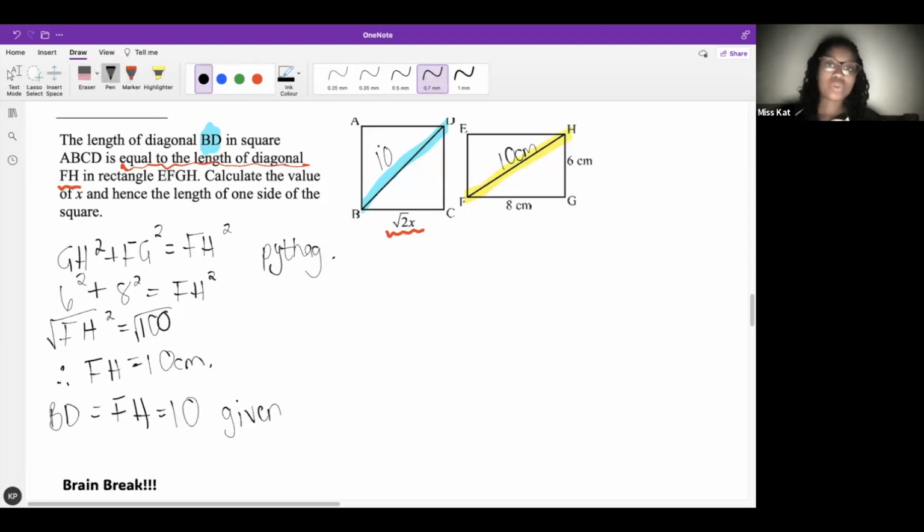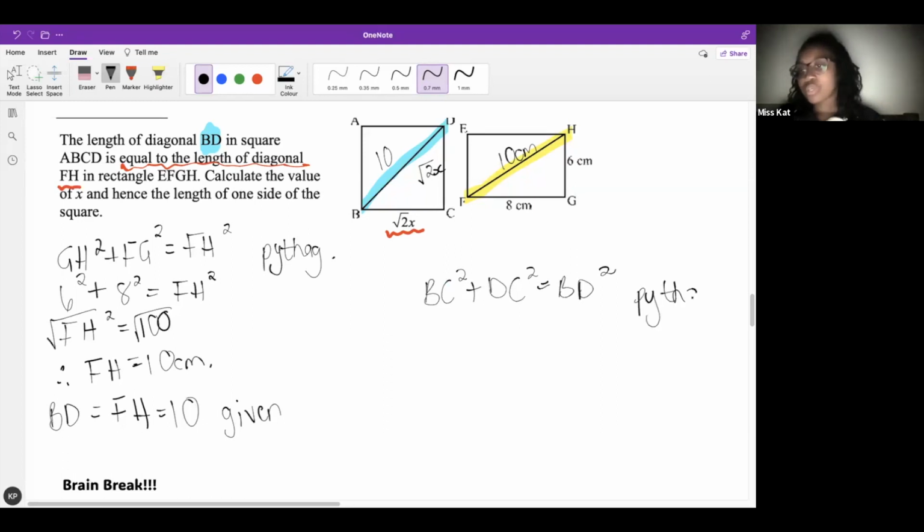The sides are equal. So then this side will also be what? If BC is the square root of 2x, then DC will also be. Oh, our brains are working so lovely. Thank you, Abu. It will be root 2x. Okay, so then if I say BC squared plus DC squared equals BD squared, Pythag. I recommend you always start on the step.